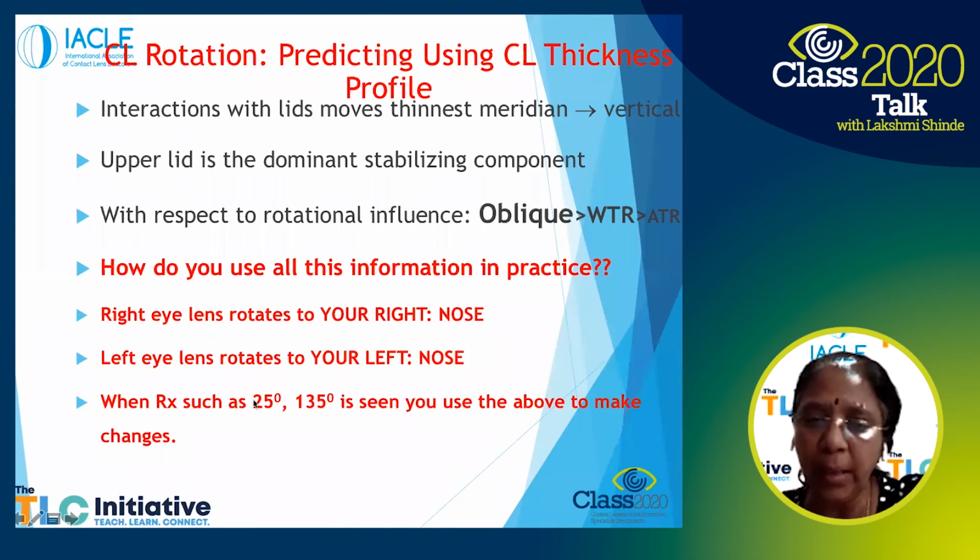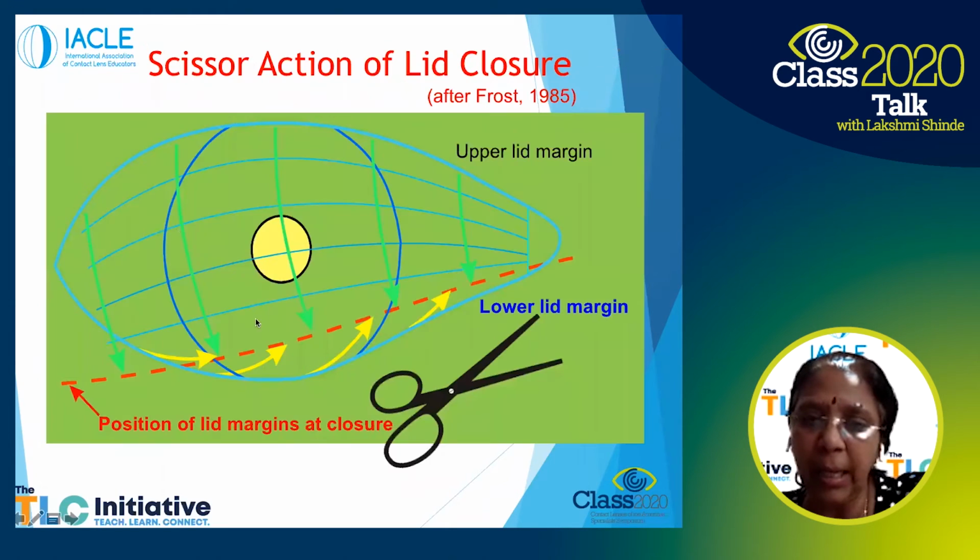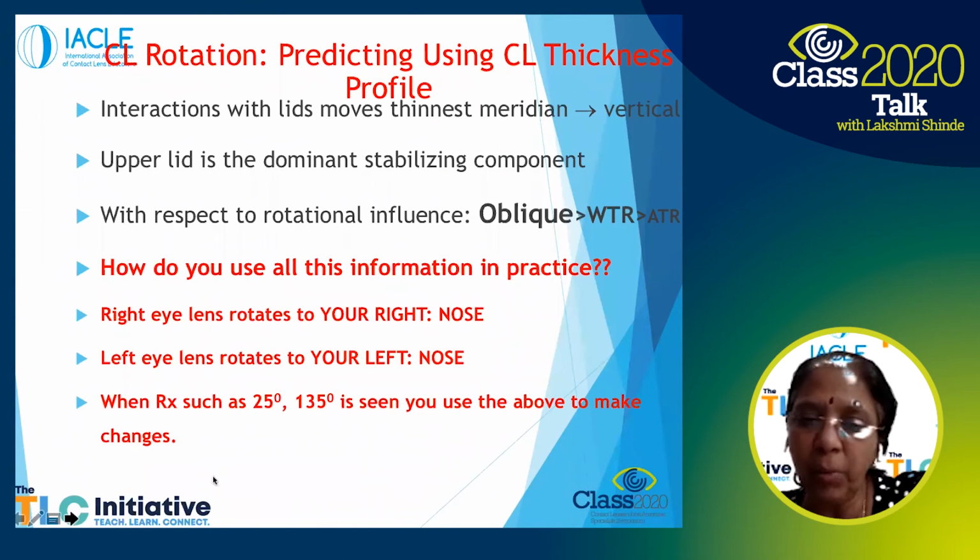And we know that the industries really don't give us such very oblique axis cylinders in terms of prescription. And if 25 is on the right eye, we normally know that it slightly rotates towards the nose, and if you apply the last rule, it is right subtract. So in those cases, what we would do is say, okay, let's give 20 degrees for this person.